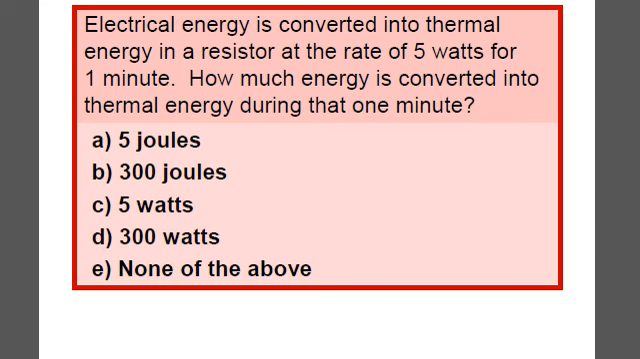So in order to get the total energy, all we have to do is multiply the energy per time, namely the power, times the time. So that's going to be 5 joules per second times 1 minute, which is 60 seconds. 5 times 60 is 300. It's joules per second times seconds, works out to be joules, so we got 300 joules. Answer B is the correct answer for this one.